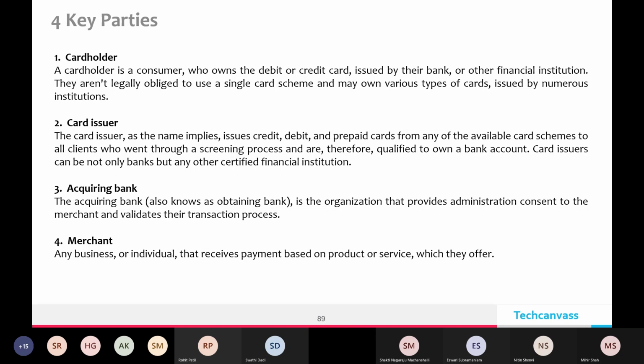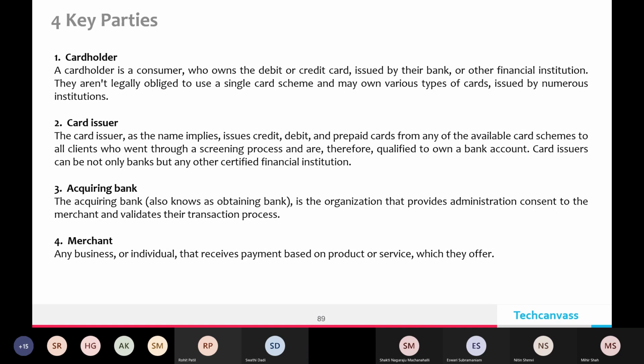The card holder is a consumer who owns the debit or credit card, issued by a bank or any financial institution. The card holder is not obliged to use only one card or only one scheme. The card holder can use many cards, having many schemes also. Then the card issuer is the bank or financial institution that issues the card.